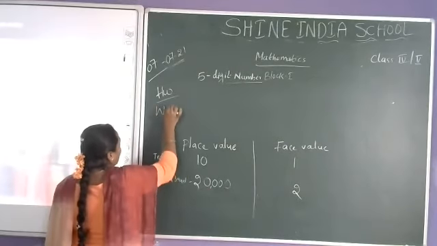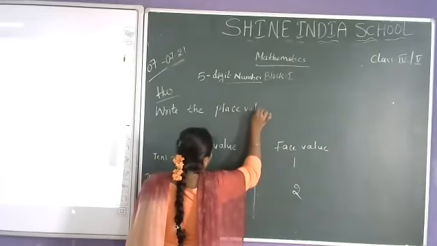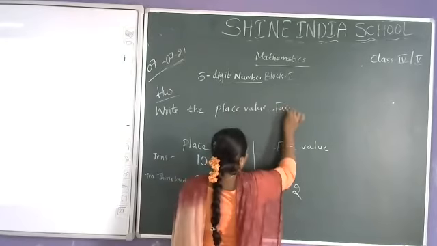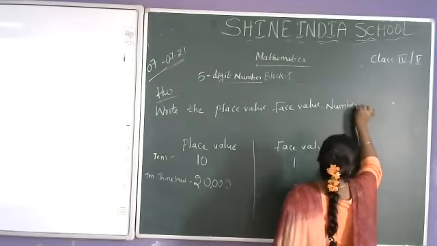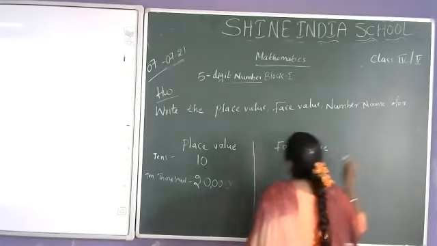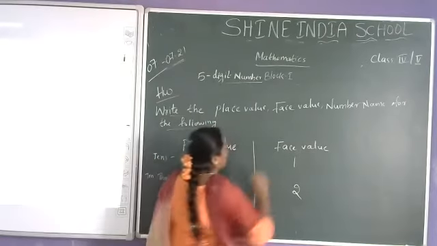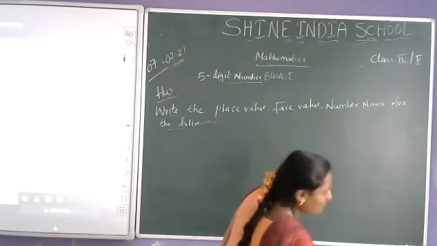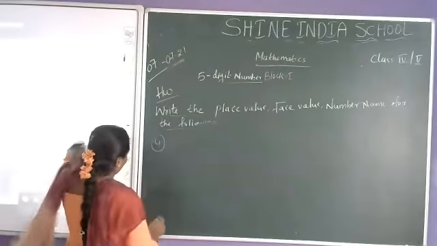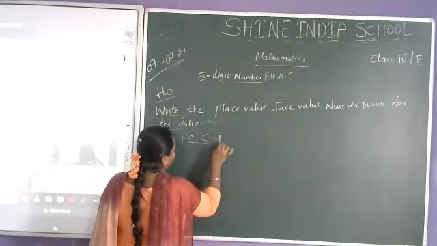Homework problem. Write the place value, comma, face value, comma, number name for the following. That is the main question. In the 2 problems, fourth problem: 1, 2, 5, 9, 3. That is the first one. Next, fifth problem.